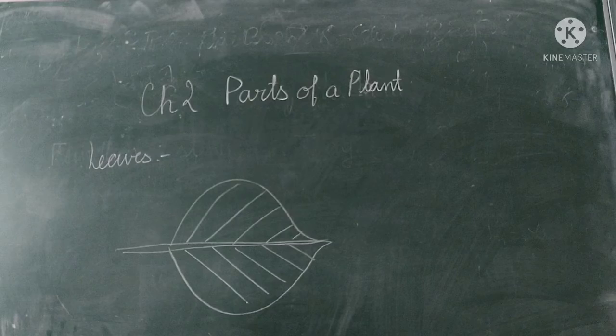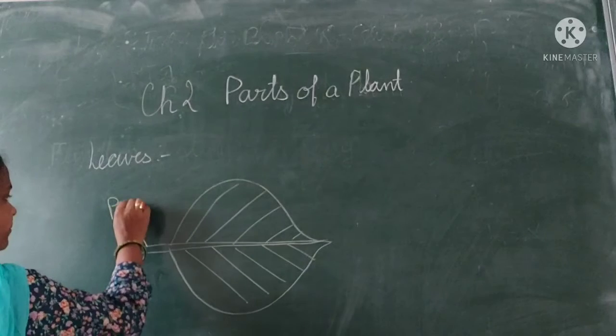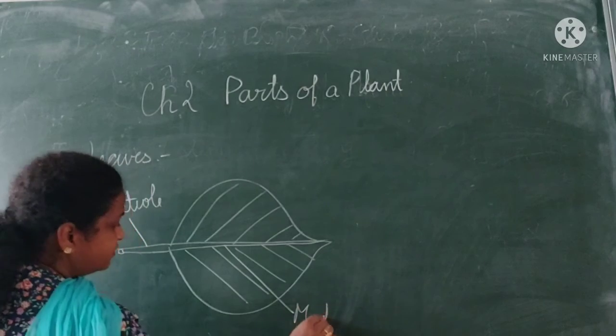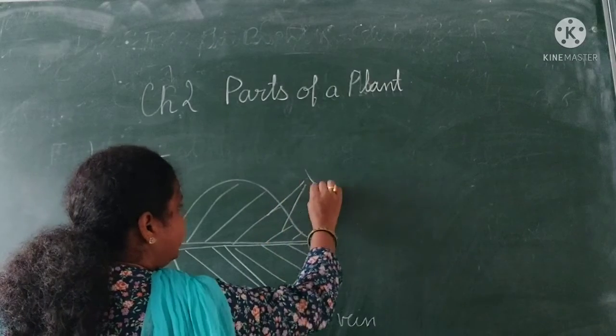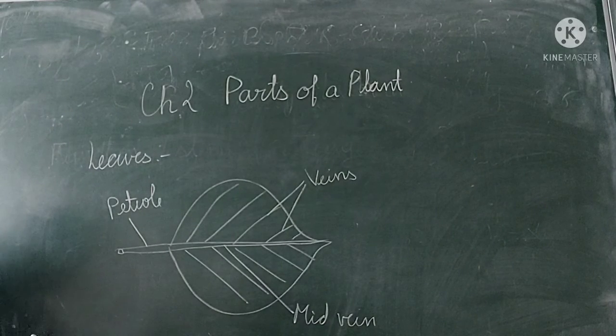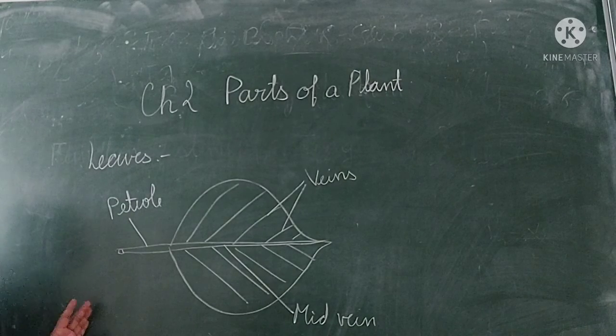The stalk of the leaf is called the petiole. This part is called the stalk of the leaf. It is called the petiole. This is called the midvein. This is called veins. Okay. Veins, midvein, petiole. The petiole joins the leaf blade to the stem. What does the petiole do? It joins the leaf blade to the stem. Now, this is the structure of the leaves.